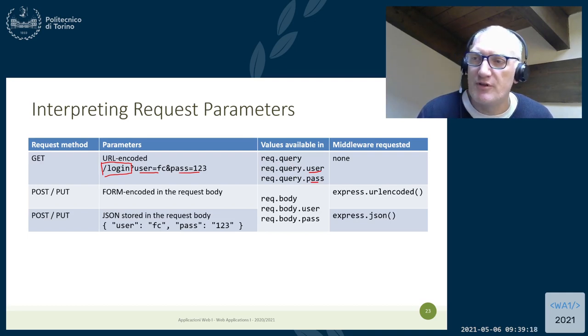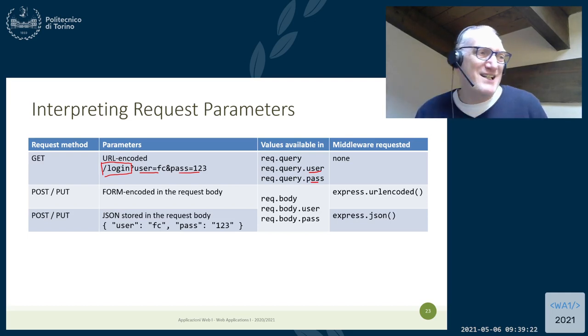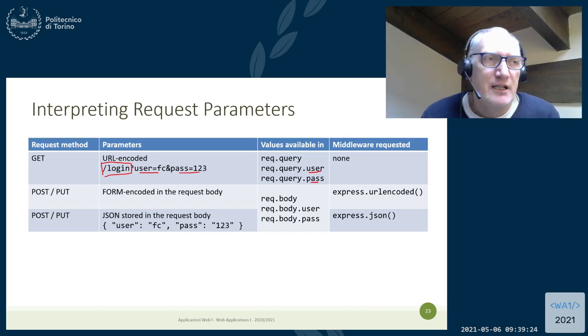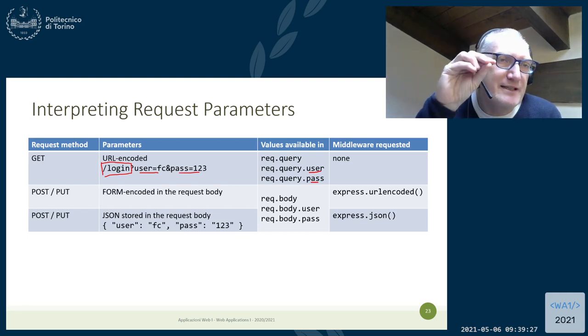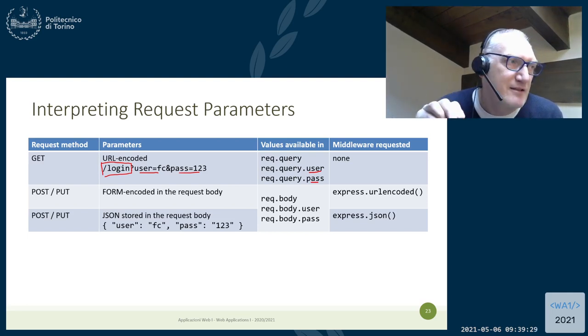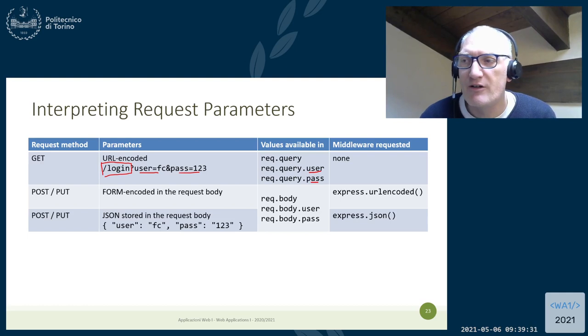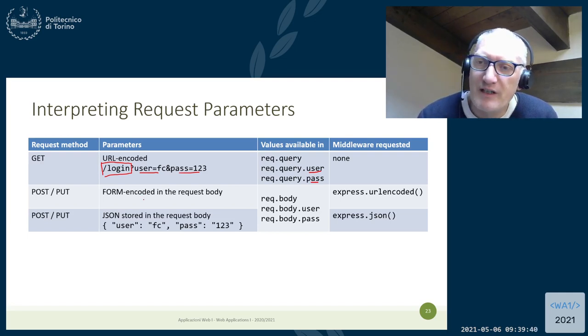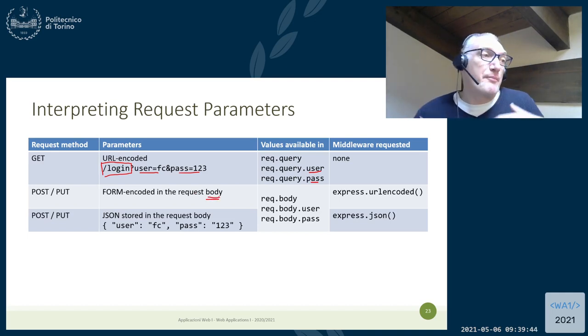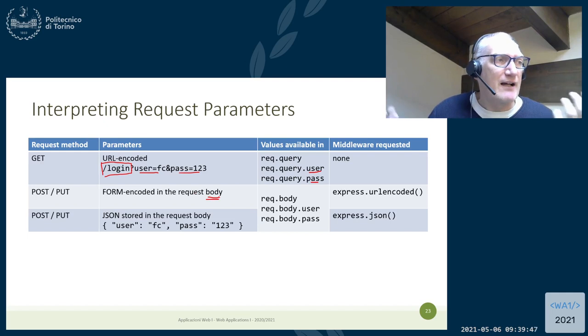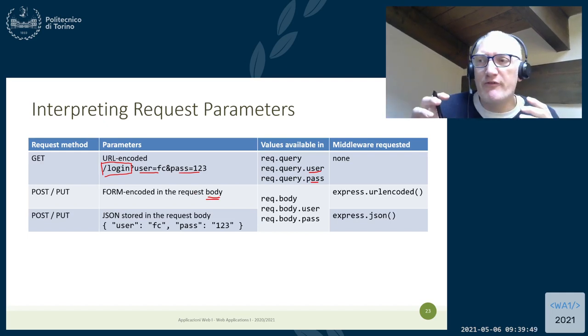If you have a POST or a PUT, for example when we are submitting a form, the browser will submit the data in the form in a special format, which is called the form encoding. Decoding that is not done automatically. This information is stored in the request body. And by default, the body is not processed by Express, unless you install a middleware for processing the body.